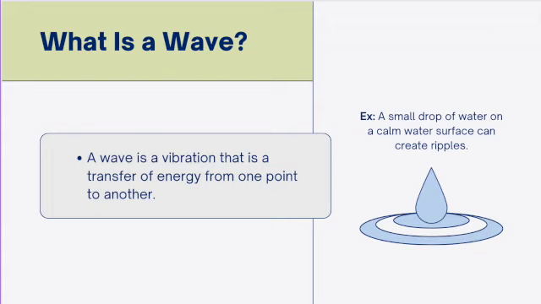One example that's shown in this picture here is a small drop of water on a calm surface, like when you're at a pond and you skip a rock and the ripples come, or a fish bites off the food at the top of the pond and you see all the ripples from where it came from.